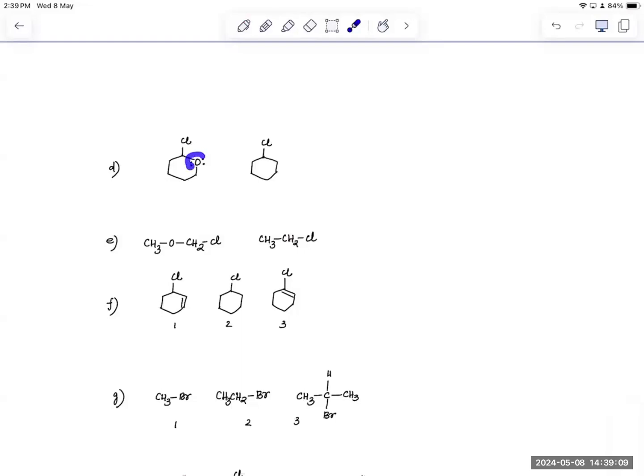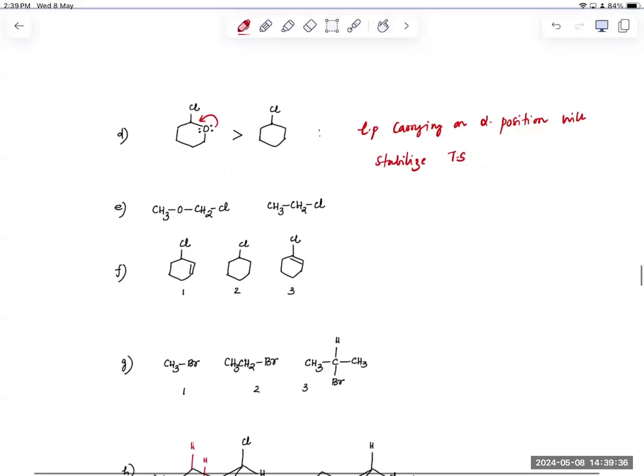Next, lone pair carrying versus without lone pair. Obviously, the lone pair will be strongly helping in the SN2 mechanism. So therefore, that will be more. So a lone pair carrying on the alpha position will stabilize the transition state. Similarly, here also, lone pair carrying versus without lone pair. So definitely the lone pair would be better.